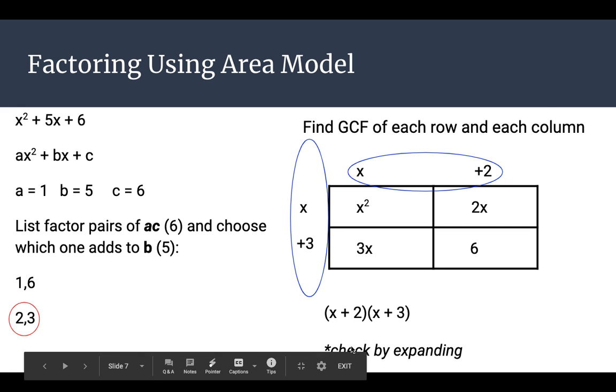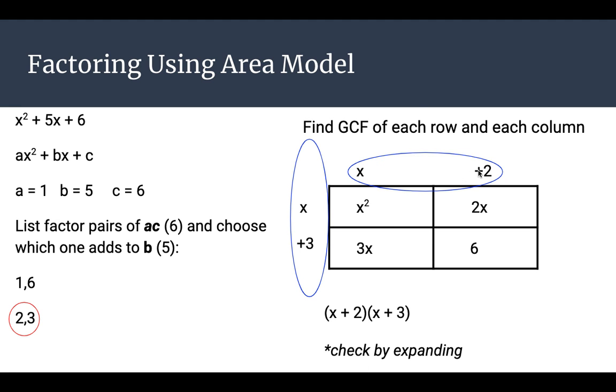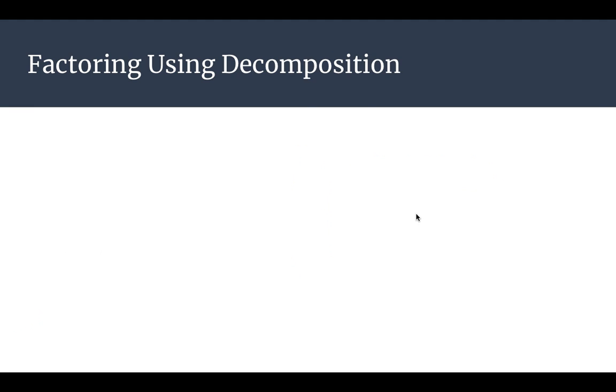I just forgot to mention here, if you want to check your answer, you can always expand it using the FOIL method. You can also check here, does x times x equal x squared? Yes. 2 times x is 2x, x times 3 is 3x, and 3 times 2 is 6. And if you add these together, what happens? We get 5x. So there's lots of ways to check it here, okay? So let's go on to decomposition.